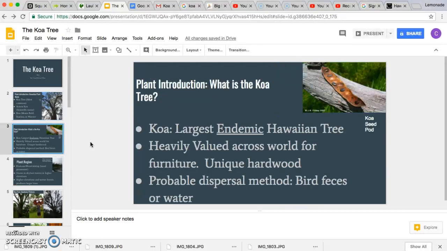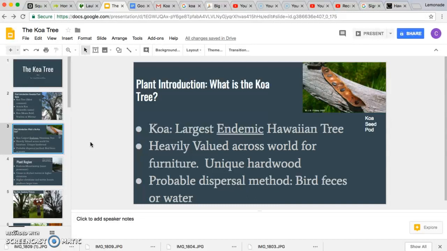So to continue my plant introduction, what is the koa tree? The koa tree is the largest endemic Hawaiian tree, and it has the possibility of growing over 100 feet tall, after many years, of course. It is heavily valued across the world for its furniture use, and is a unique hardwood with a unique grain structure that people often find appealing, and companies such as MacArthur and Sons use it in their products.